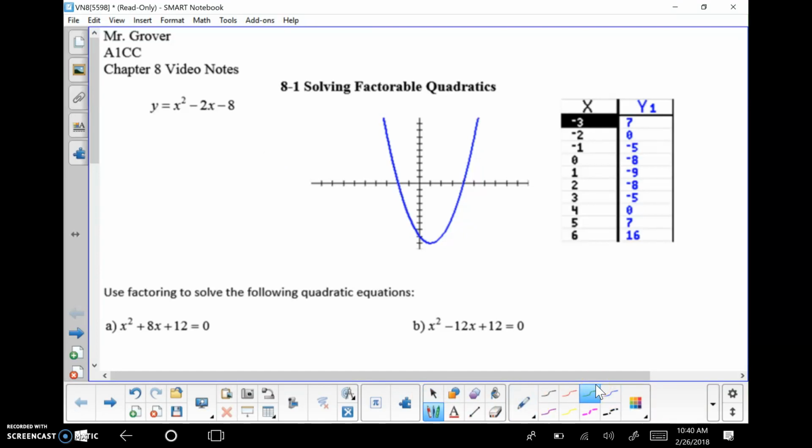If you want to follow along with your graphing calculator, if you type in your y equals screen, x squared minus 2x minus 8, you're going to get this graph when you graph it and this table when you take a look at the table. A couple of things about quadratics we've already talked about.